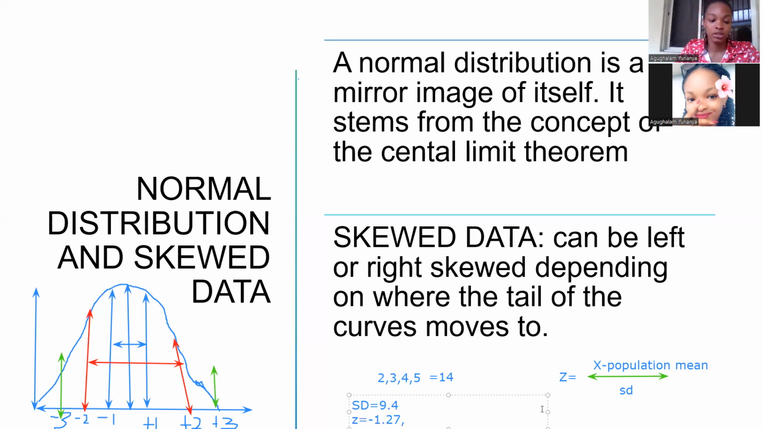For the second person, the z-score is equal to minus 1.17. And then for the third person, the z-score is equal to minus 1.06. For the fourth person, the z-score is equal to minus 0.95.